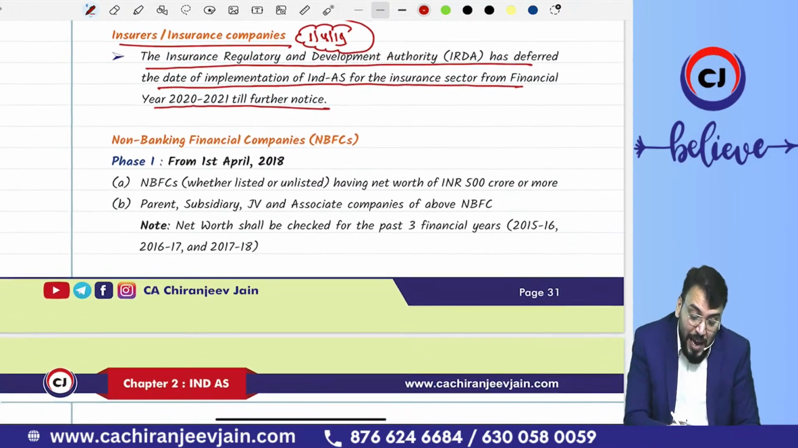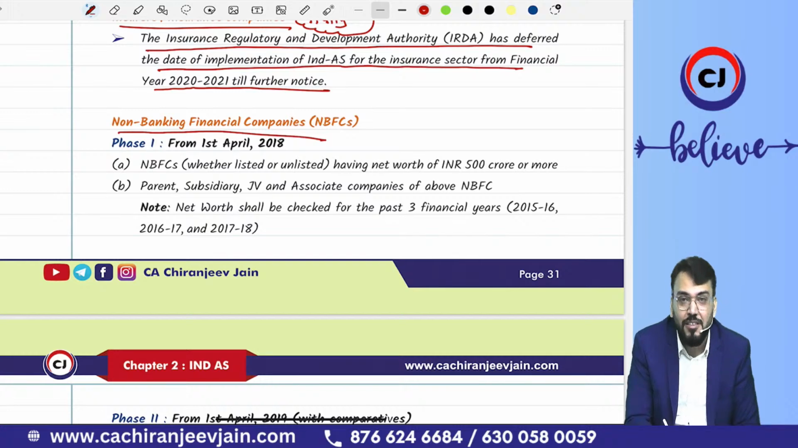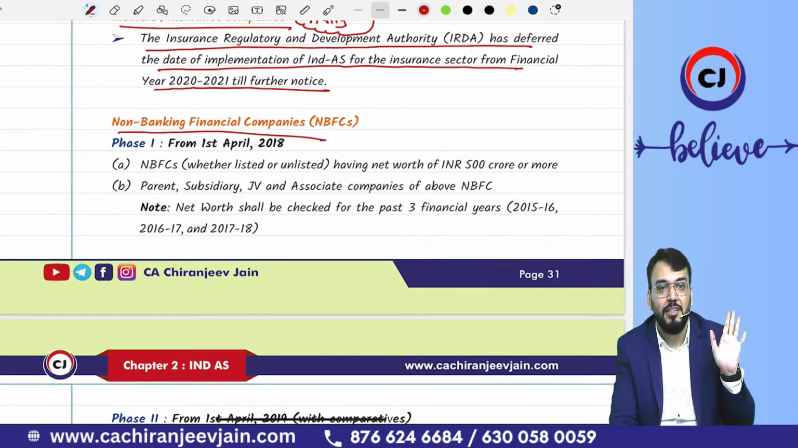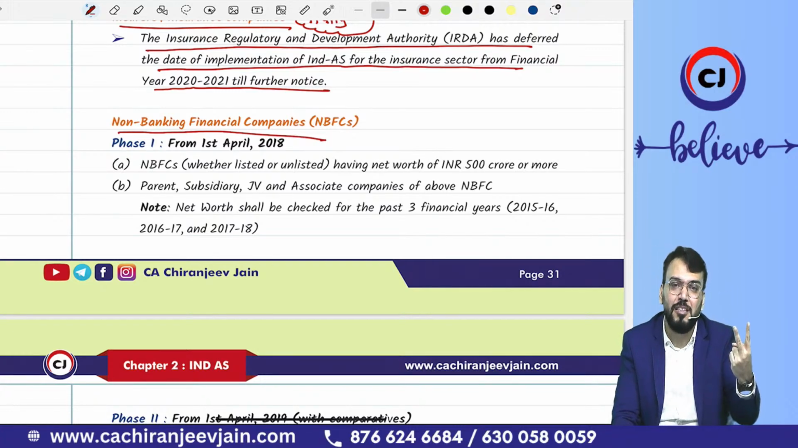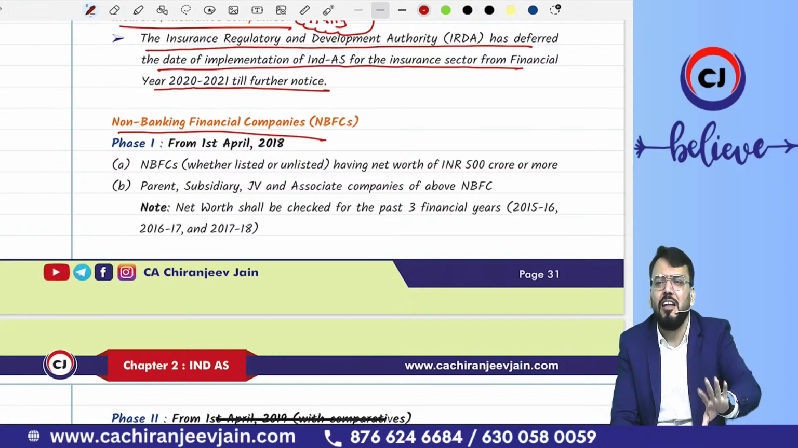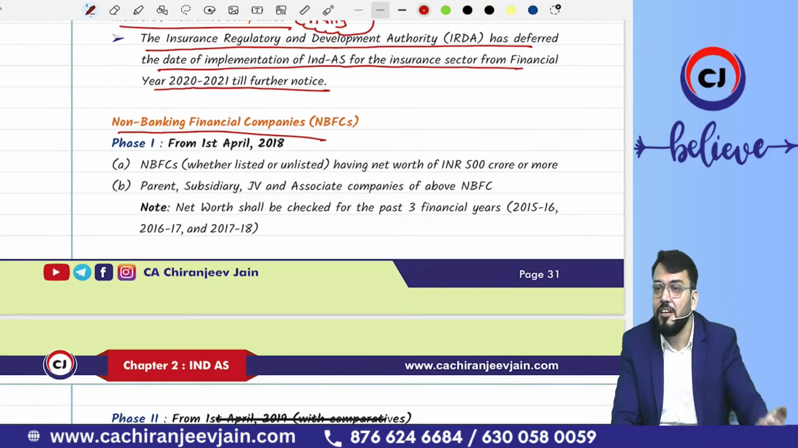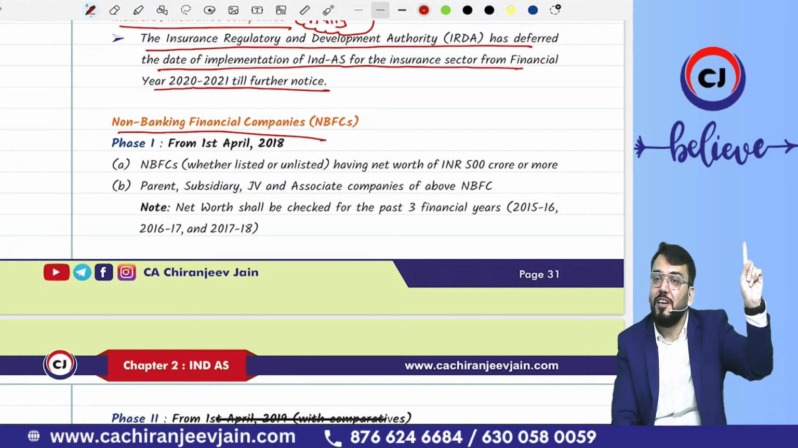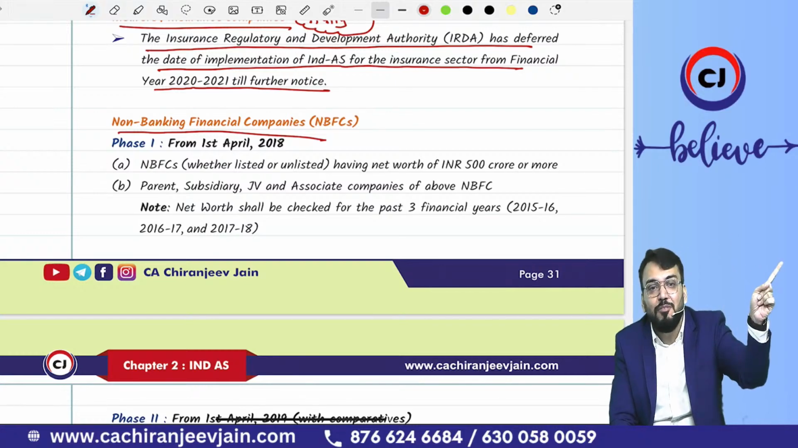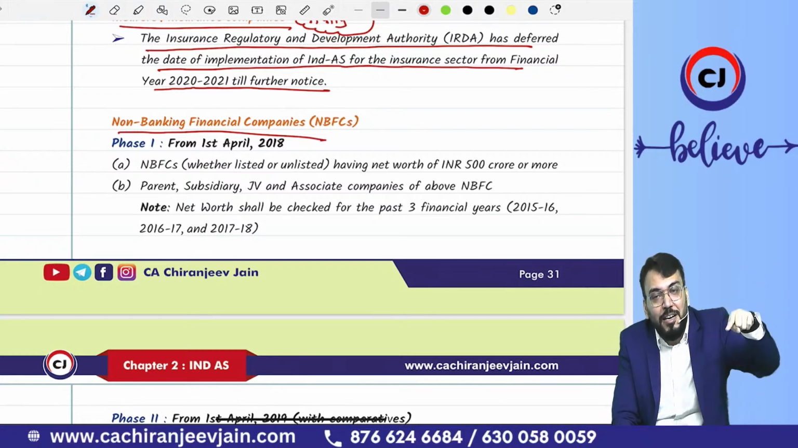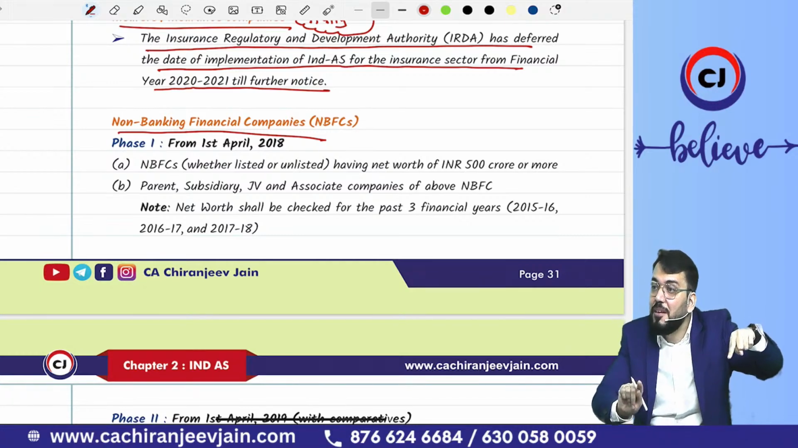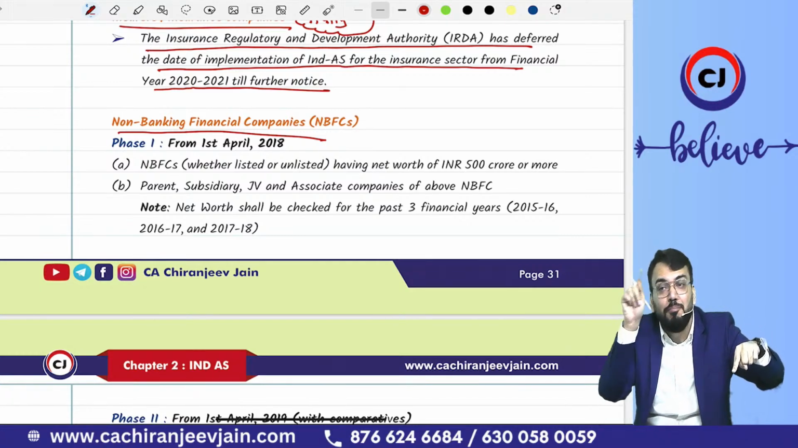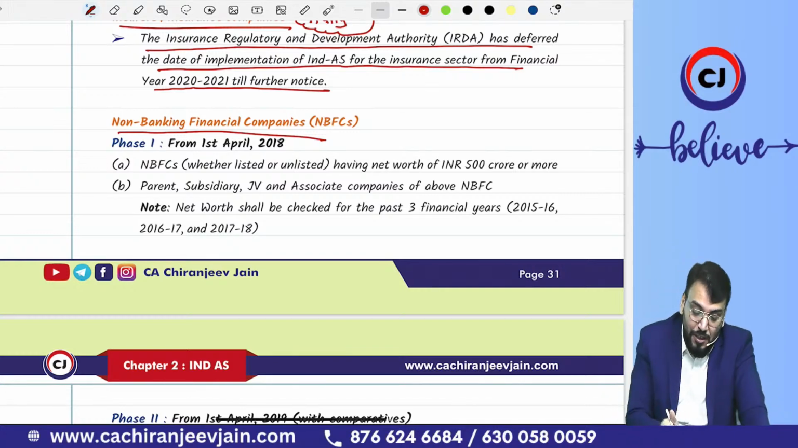Yes, sir. Now for NBFC, IND AS is applicable in a phased manner. Once again, two phases are given, and the application is similar to what we did for general companies, but the first phase will start from 1st April 2018. The initial date was 1st April 2015, then we came to 16, then 17. Now for NBFC, 1st April 2018. So you can memorize it that way.